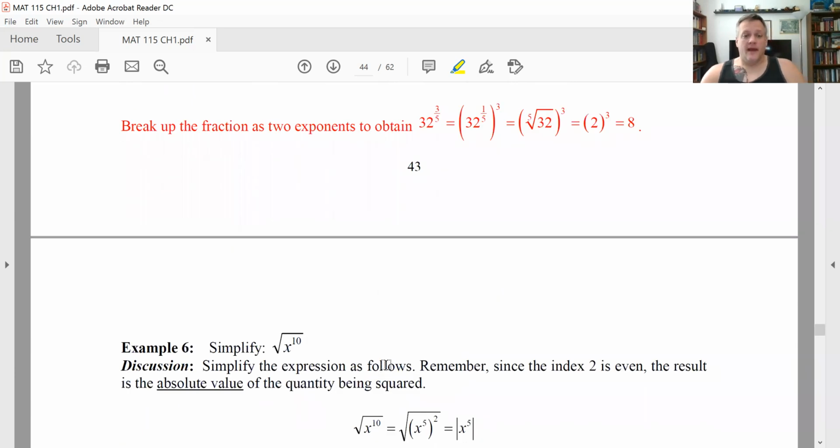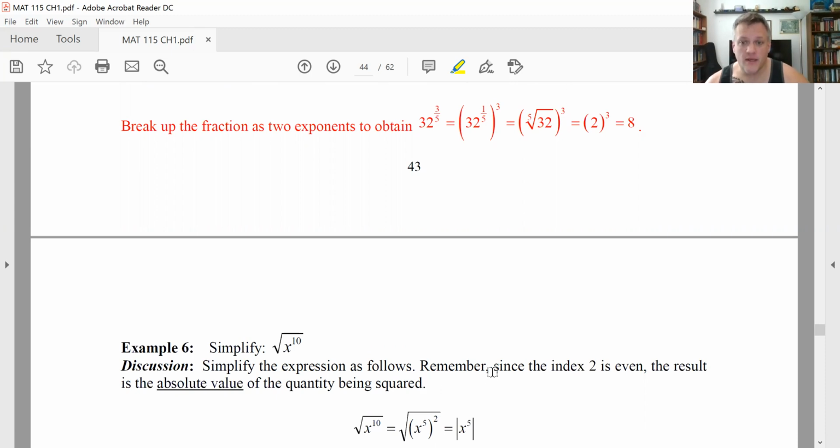Okay, now let's actually see what happens if you start putting in variables. Remember, variables really are just taking the place of numbers. And so we have to be careful with how we simplify in the end, especially when we're talking about even index roots, because we know that we cannot get a negative as an output of one of those, because the assumption is that we're looking only at principal roots.